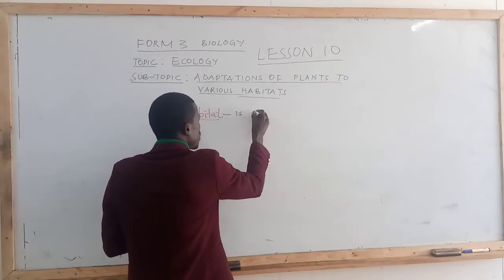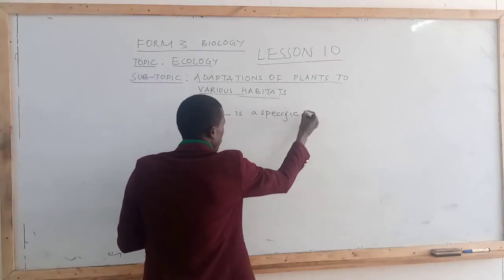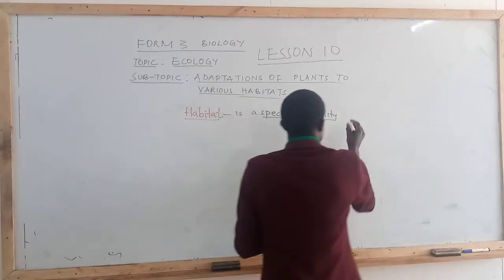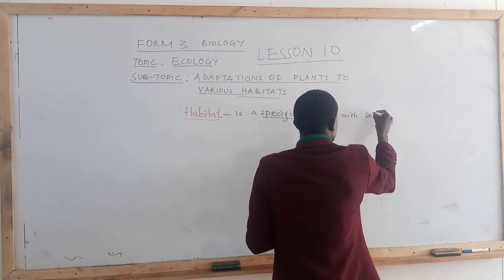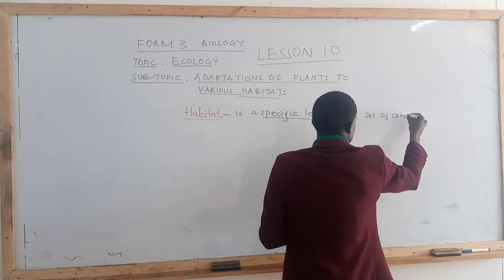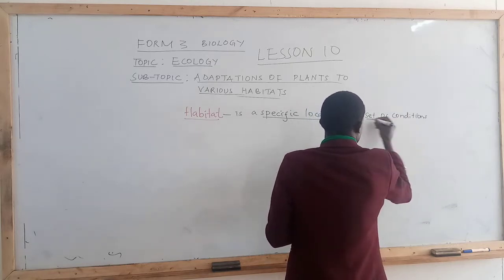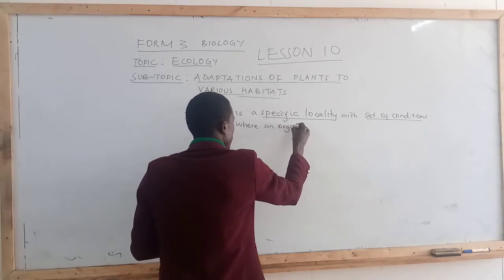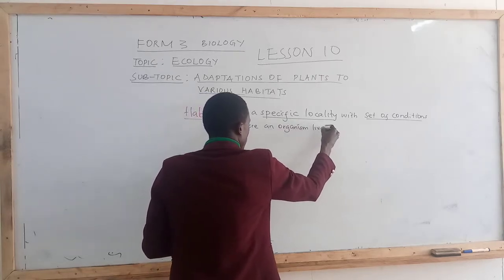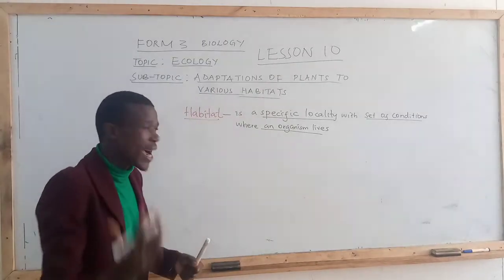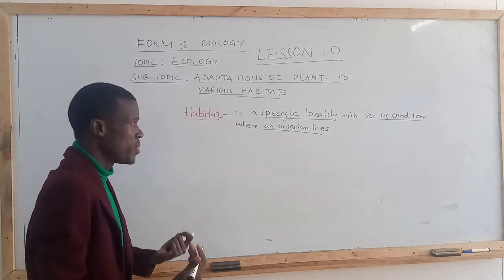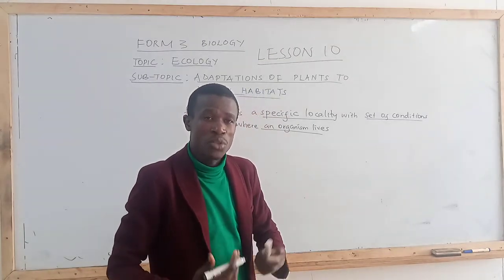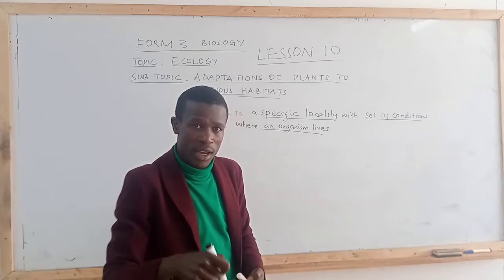Habitat is a specific locality with sets of conditions where an organism lives. For an organism to live in a particular habitat, there must be a set of conditions to enable the organism to thrive, to survive in that particular habitat.